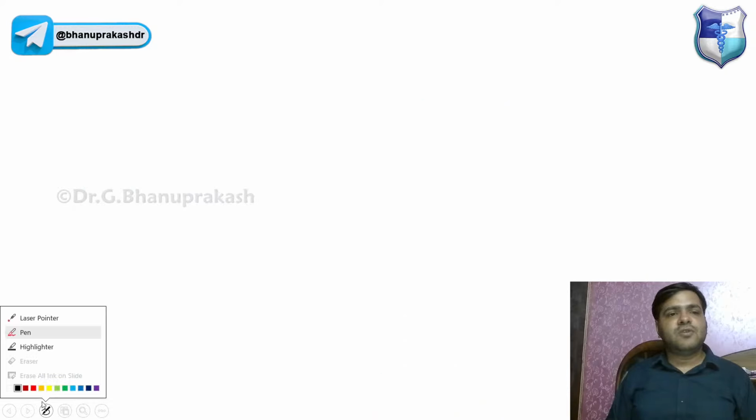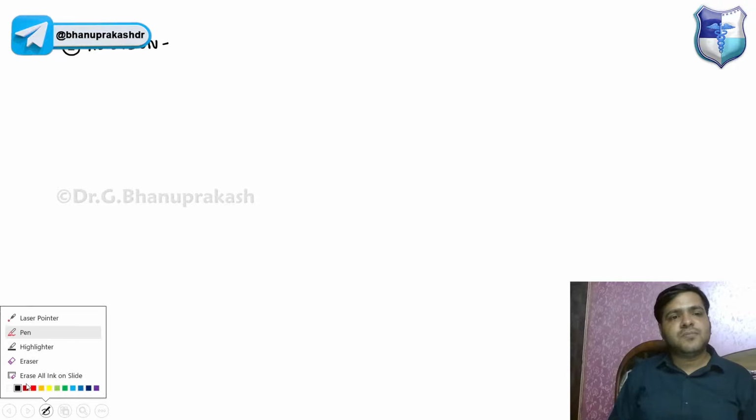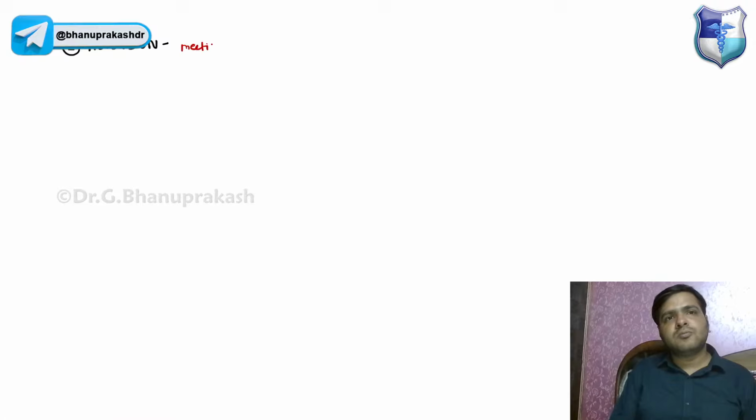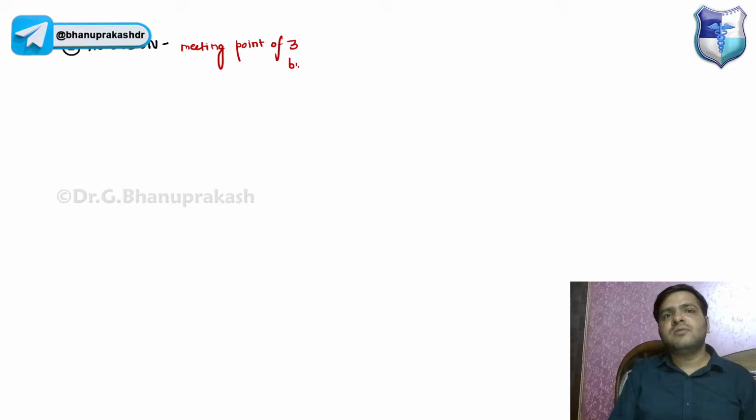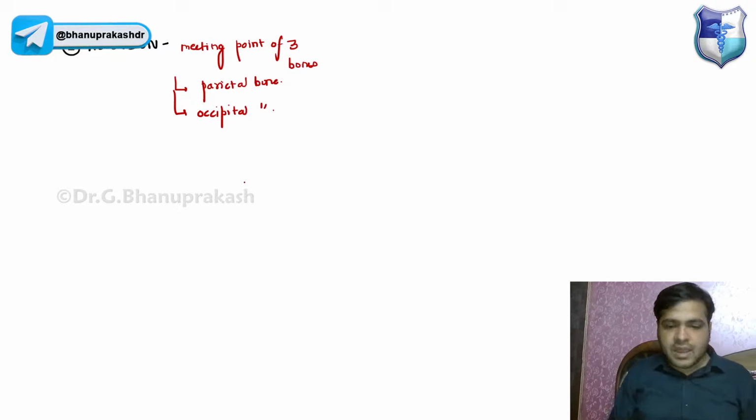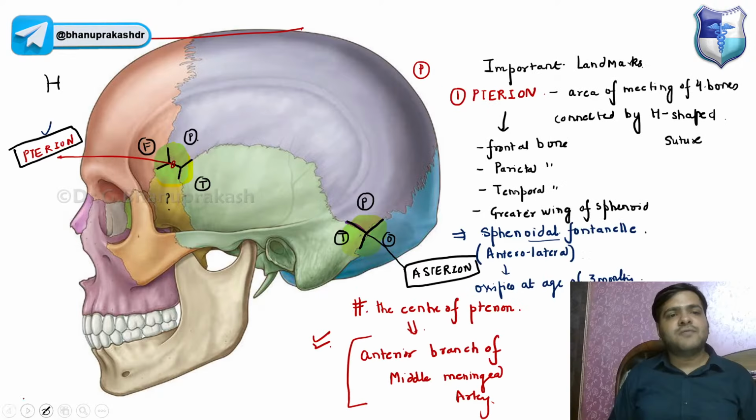So the next point that we are going to discuss is the asterion. Remember, guys, it is the meeting point of three bones. And which three bones are there? You already know. We have the parietal bone, the occipital bone, and we have which part of the temporal bone, guys? It is this part of the temporal bone.